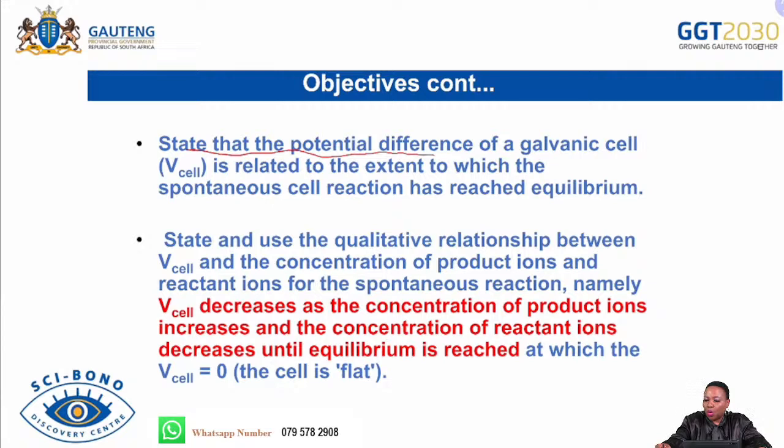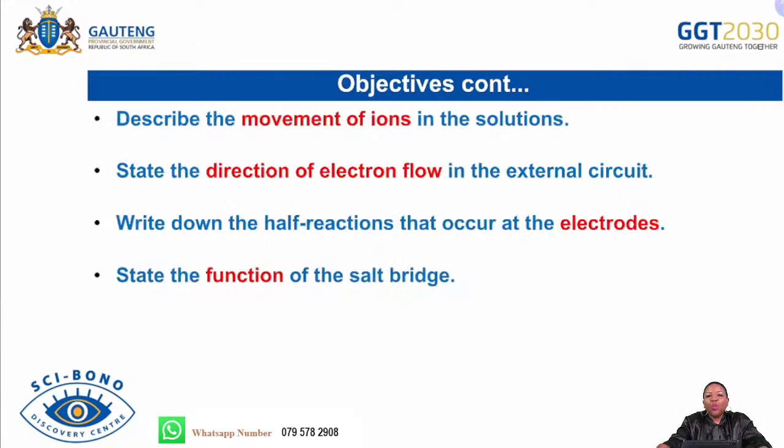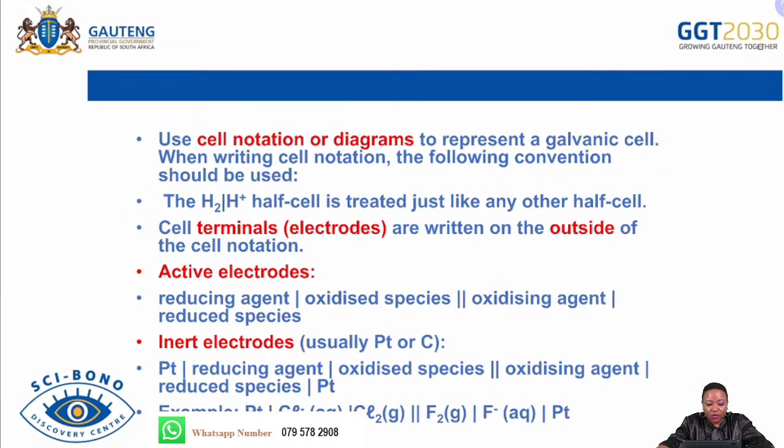We will talk about the movement of ions, the direction of flow of electrons, and the reactions that occur in the half cells, which are the electrode half cells, whereby we are going to look at what half reactions occur at each electrode, and also talk about the function of the salt bridge. So what I'm currently doing is just stating the objectives of the lesson.